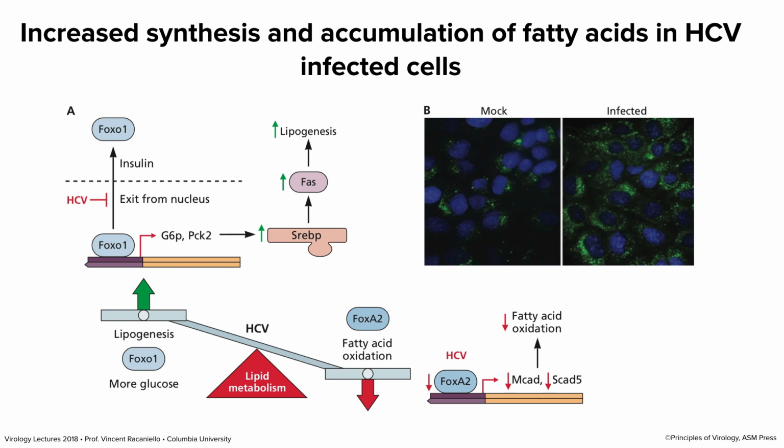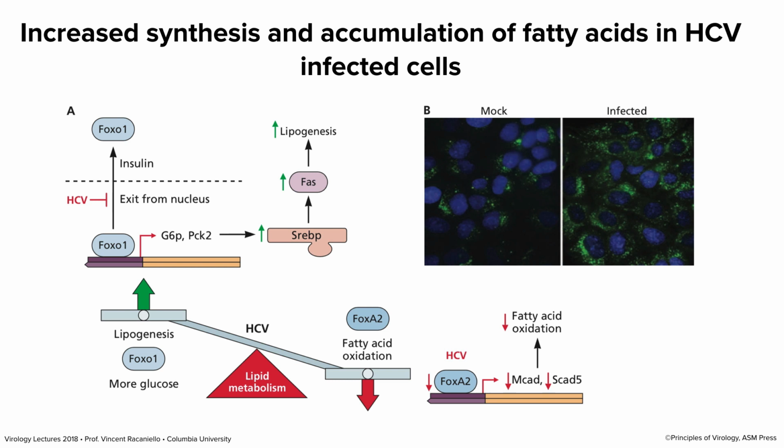Fatty acids not only can be used to build membranes, but they can be oxidized to produce energy. And this virus downregulates genes that are involved in fatty acid oxidation. So FOXA2 is a transcription factor that is needed for the production of proteins that are involved in fatty acid oxidation. The virus encodes a protein that inhibits FOXA2 activity, so no oxidation. It wants all those fatty acids for membrane production. So you decrease fatty acid oxidation, you increase lipogenesis.